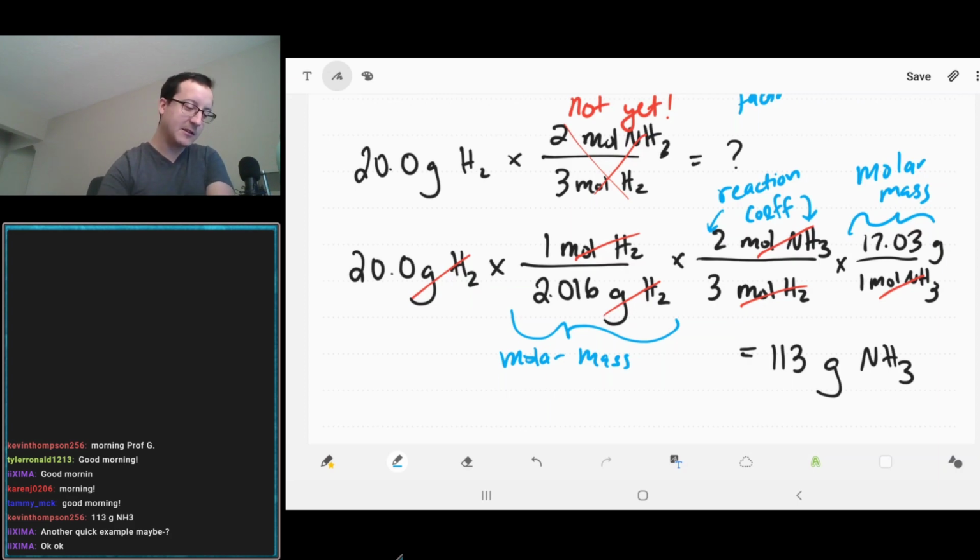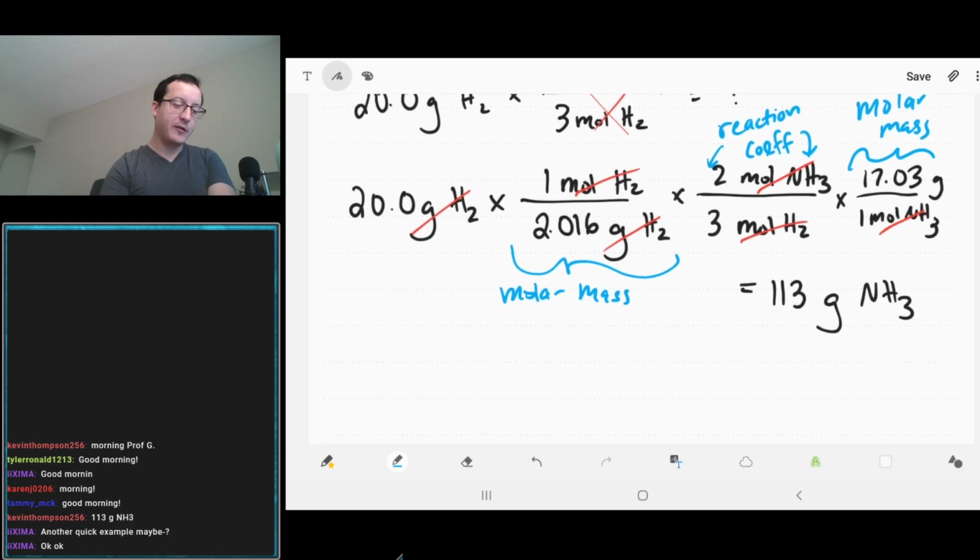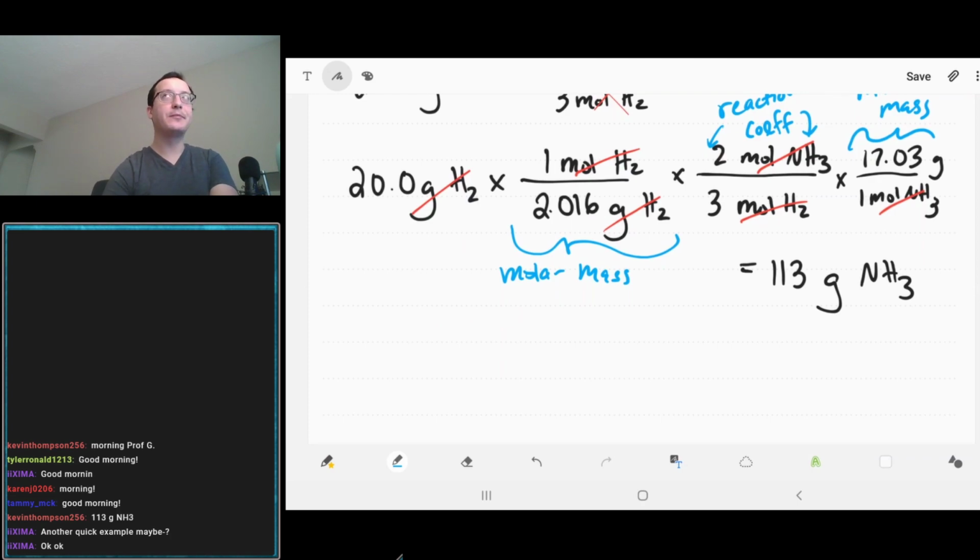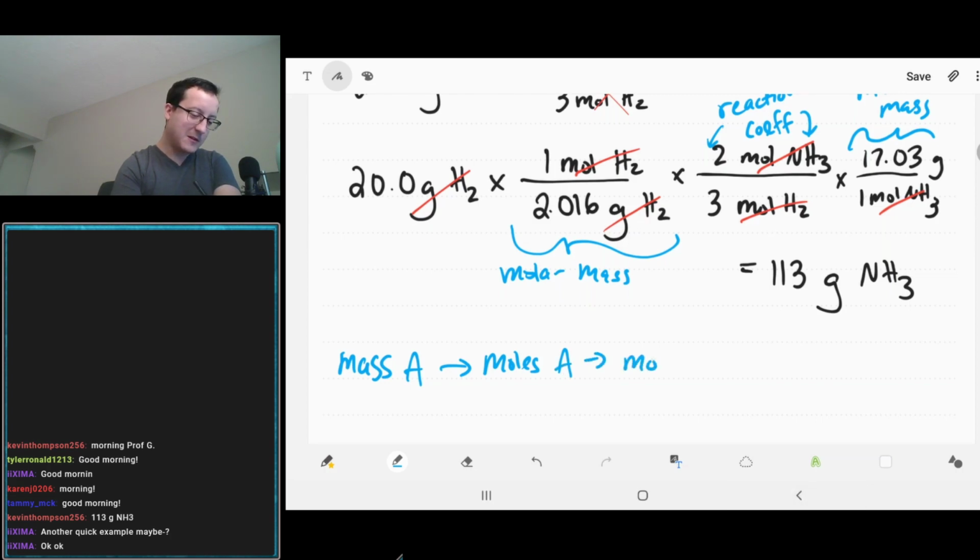While you're doing that, I know a lot of you like procedures or instructions. So we're going from mass of substance A to moles of A to moles of B, whatever B happens to be, or A, doesn't matter.